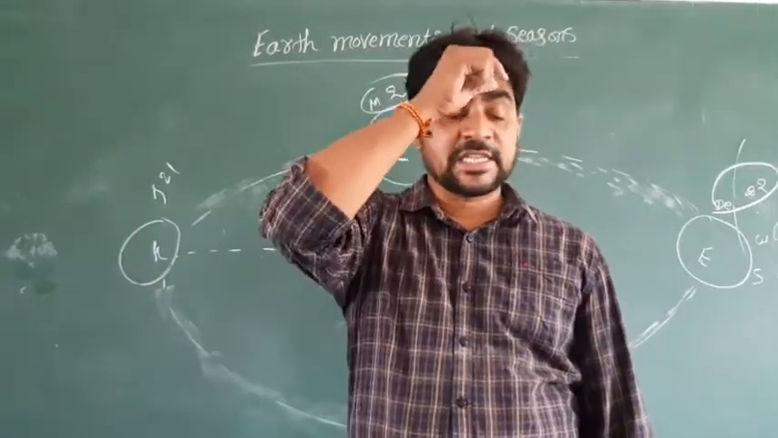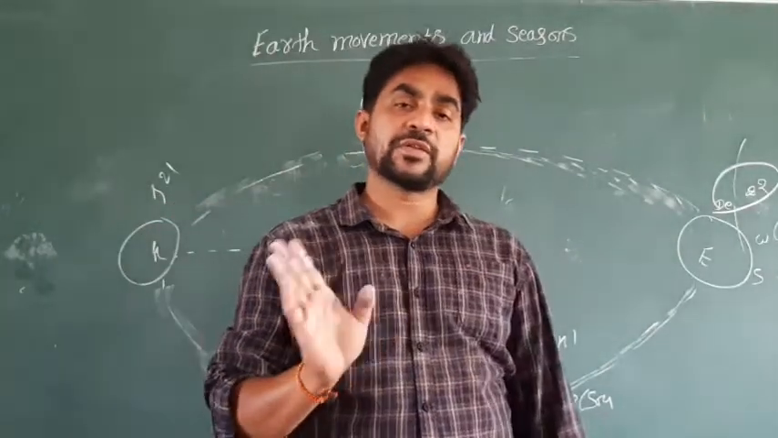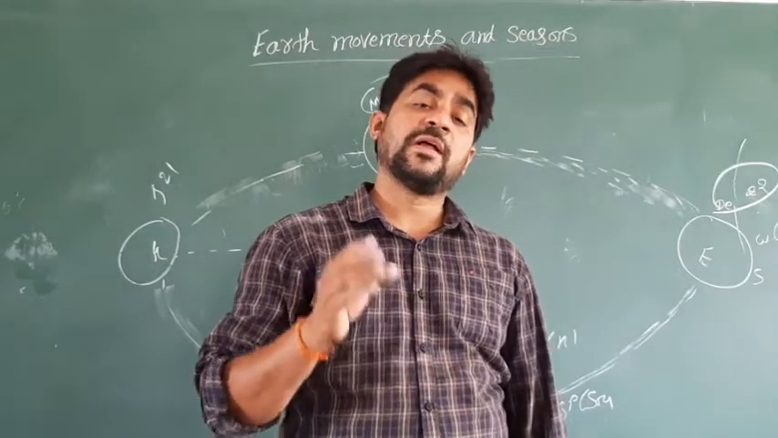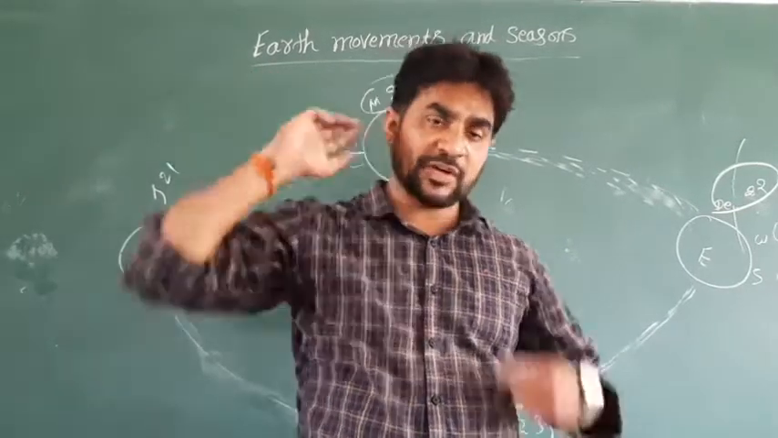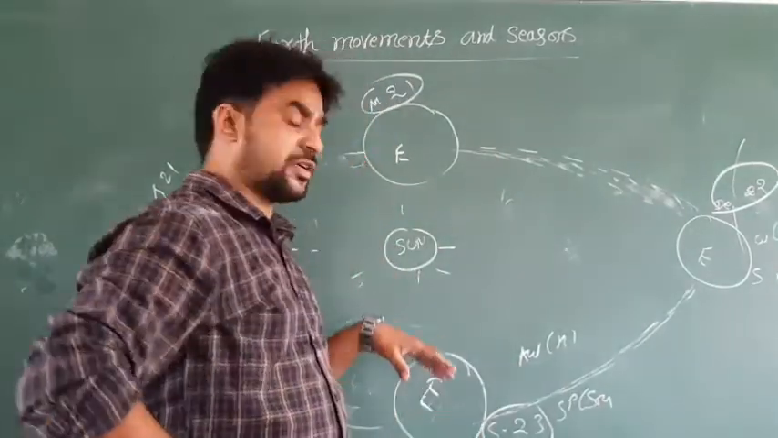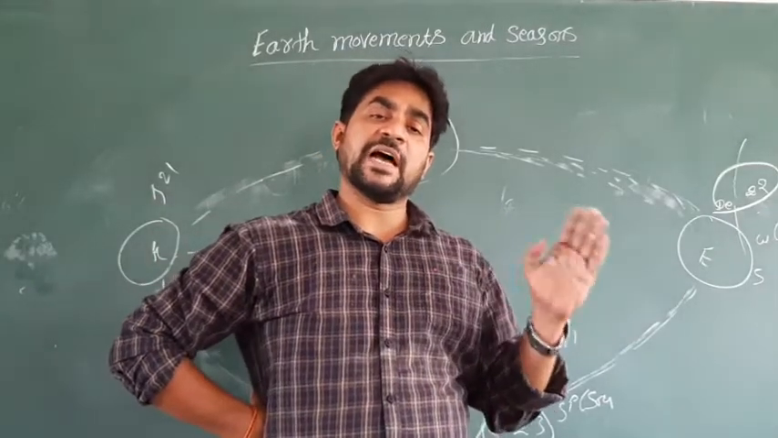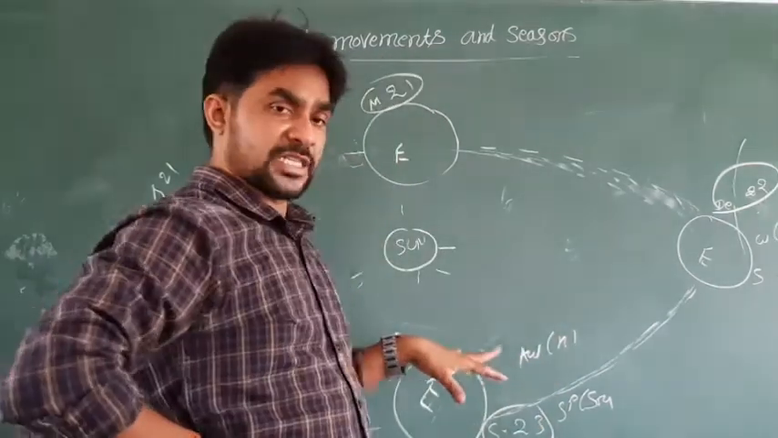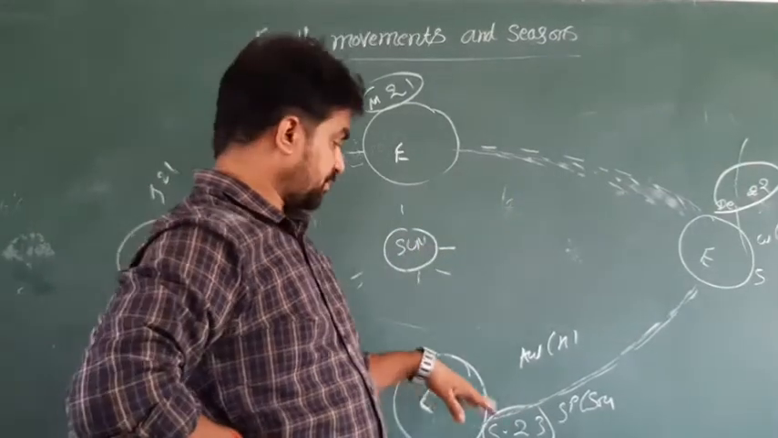September 23rd and March 21st, both days are considered equinoxes, because throughout the world the days and the nights are equal. It means daytime 12 hours, nighttime 12 hours throughout the world. Clear or not? So what is meant by equinoxes? Equinoxes means the days and the nights both are equal throughout the world. That is possible only on September 23rd and March 21st. Come to that next.